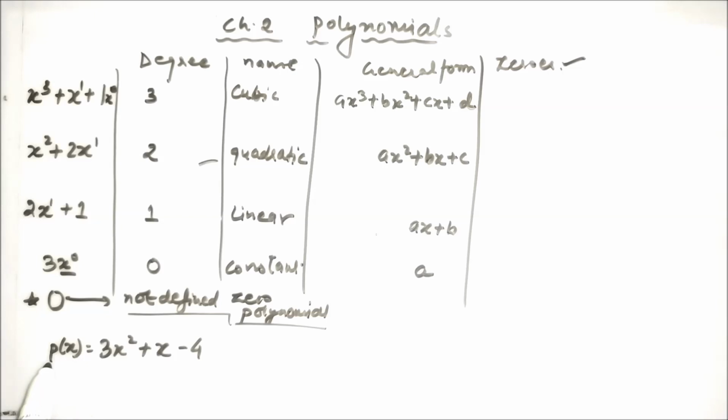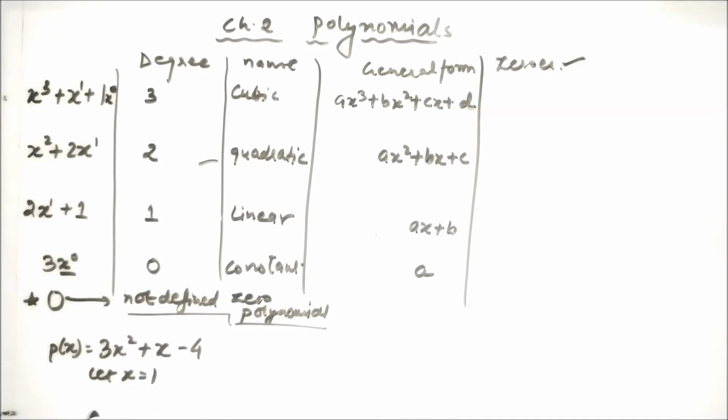Now here, if I say this is a polynomial in x, we represent it like p of x, that is, a polynomial in x. You can take it g(x) or r(x), whatever you want. You can change the variable also. So we are taking polynomials in one variable for now.